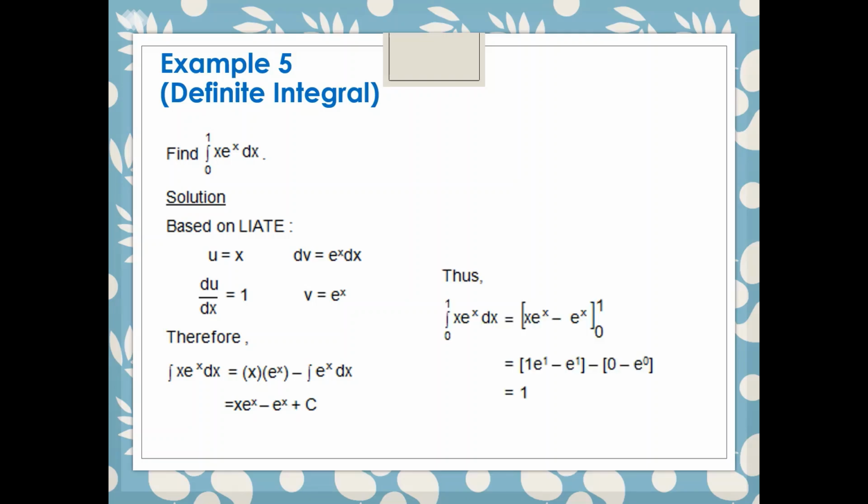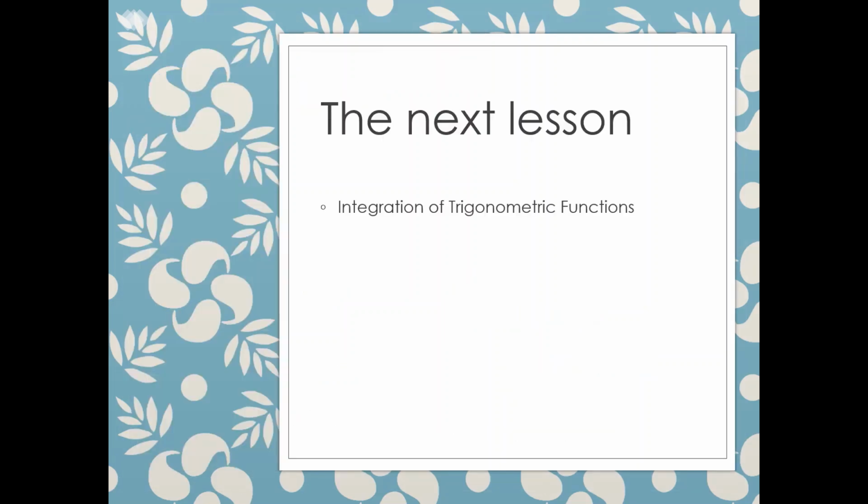Next, substitute the given limit into the answer and simplify. You should get 1 as the final answer. Generally, to solve the definite integral, you need to find the answer for the indefinite integral first before you substitute the limit inside. In the next lesson, we will learn the next technique of integration, that is, integration of trigonometric functions. That's all.